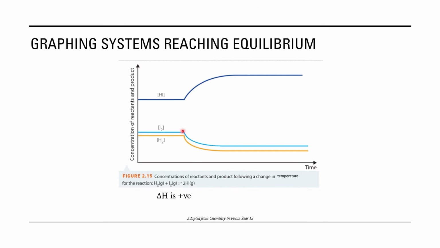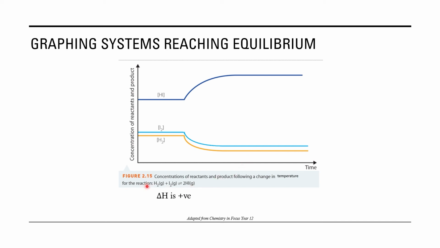We can also graph these systems similarly to the way that we graph the adjustments of concentration of our particles when we change the concentration of one of our substances. We can sort of graph it the same way for temperature changes as well. So in this example, I've just done a little bit of an adjustment of the graph that we used last time, showing the relationship between hydrogen, iodine and hydrogen iodide. In this one, what we see is that the concentrations of the iodine and the hydrogen drop, and the concentrations of the hydrogen iodide increase.